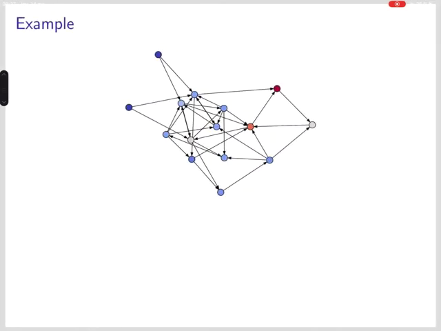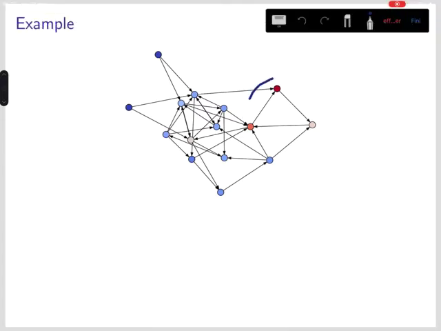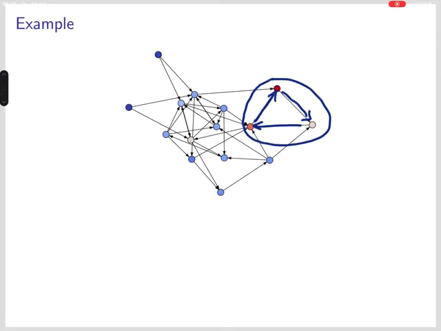So this is an example. The score of importance, the frequency of visits, is represented by the colors. As you can see, there are 3 nodes here having a high score. And if you look at the structure of the graph, this is because you have a cycle here, and it's very hard to escape from this cycle. And actually, this is an issue. This is why you need to add some mechanism to solve this problem, and we'll come back to this with PageRank.